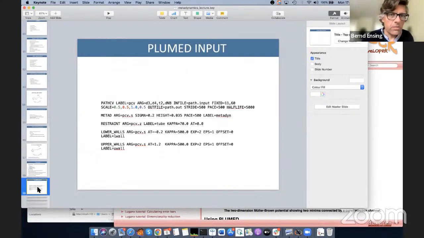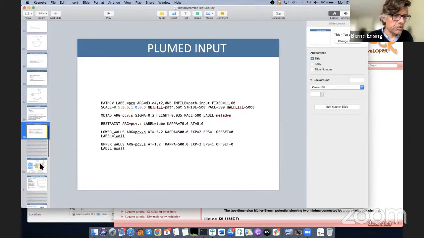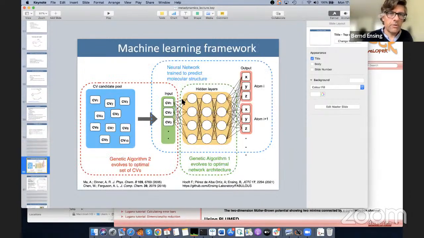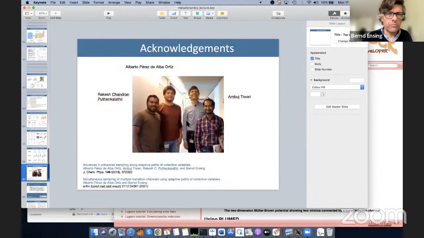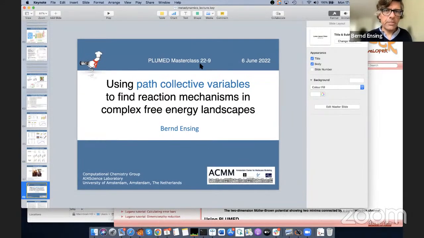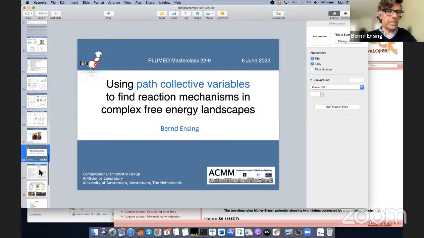So with that, I think I want to close. I'm not going to talk about machine learning now. Let me one more time acknowledge the people that did most of the work that I talked about today, which is Rakesh, Alberto, and Ambush. And that wraps up this masterclass, at least the first session. Of course, next week there's another session where we go through the answers, the solutions of the exercises, and also answer all the questions that you still may have. And with that, thank you so much.